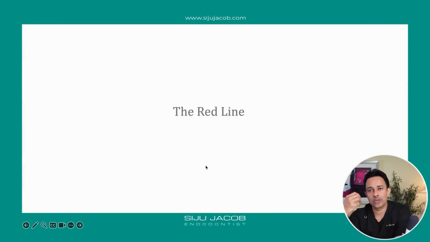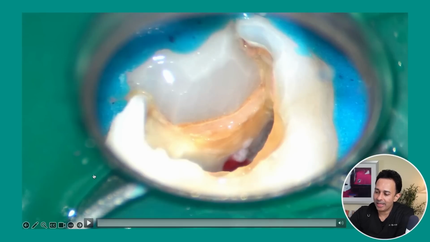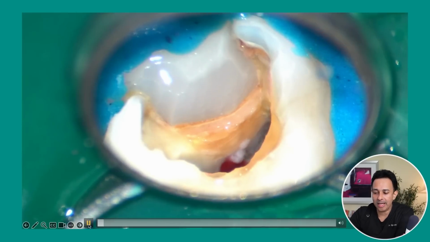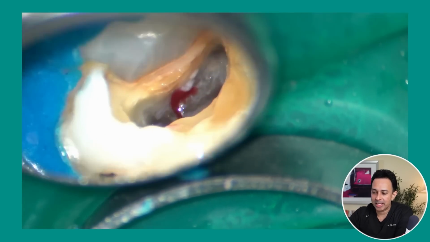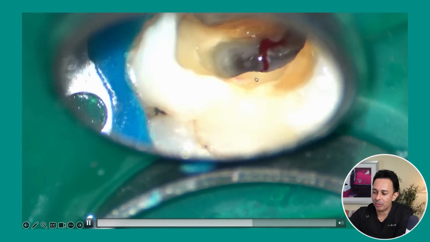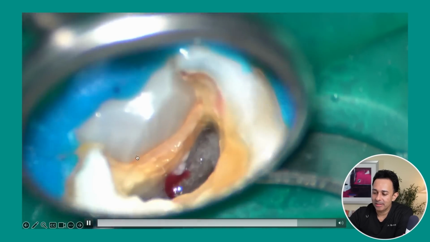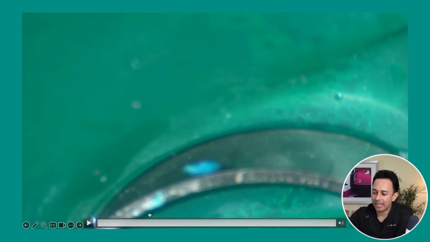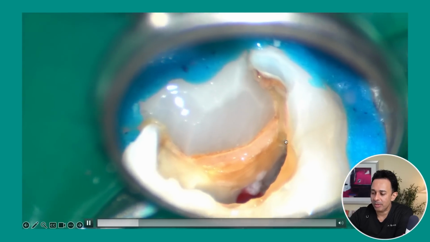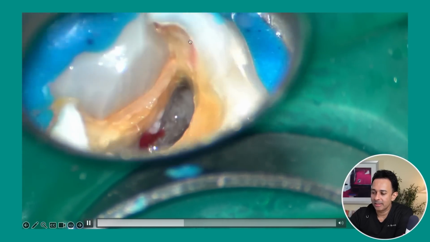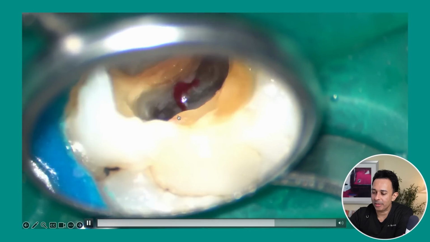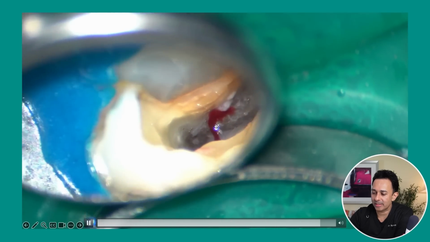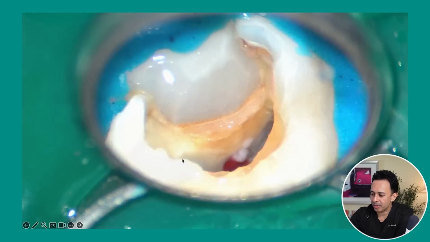The next concept is something called the red line concept. The red line simply means that once you've located the MB1, when there is a vital MB2, it often bleeds from a designated point. You have a case like this where the MB1 is already cleaned, and you can see something bleeding here. Let me play that again for you. You can see the MB1 somewhere here, and that's the palatal, and between the palatal and the MB1 there is a bleeding point. That's usually seen in vital cases. I'll show you some pictures as well so you get a better idea.